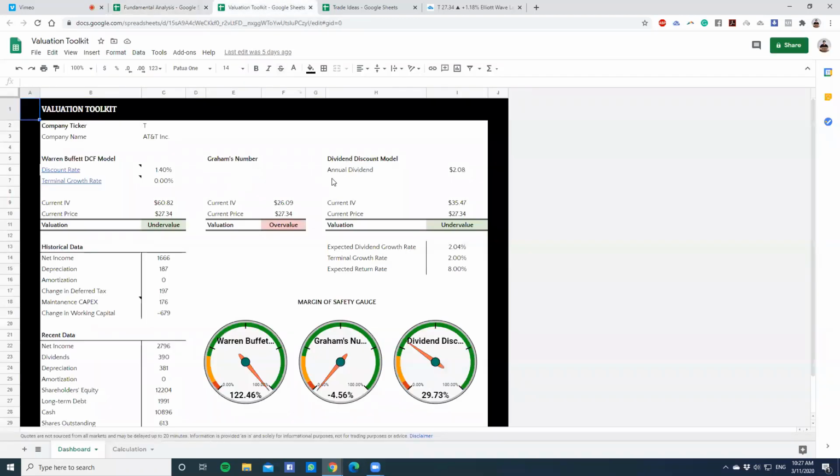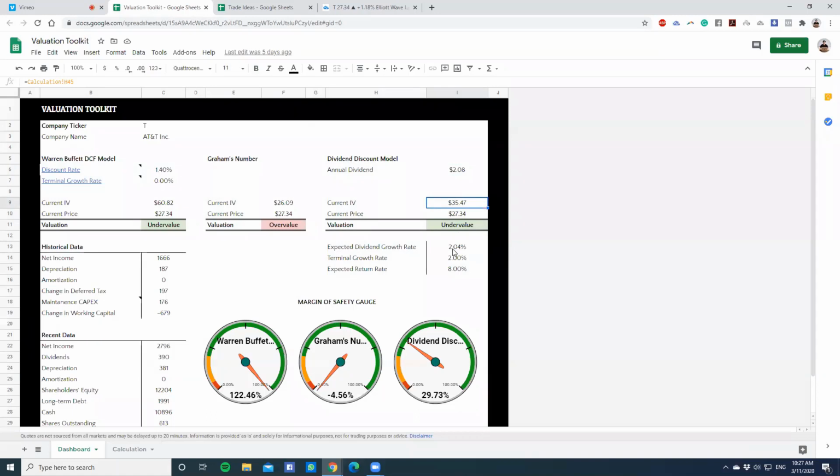So what I did is I did a valuation over here as well. You can see this one here. I'm using the DDM. I just ignore this one here. I'm focusing on the discounted dividend model. Their annual dividend on AT&T was around $2.08. Based on the calculation and the formula to value this based on DDM, the IV is actually at $35.